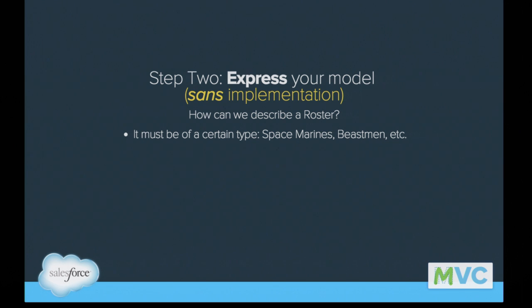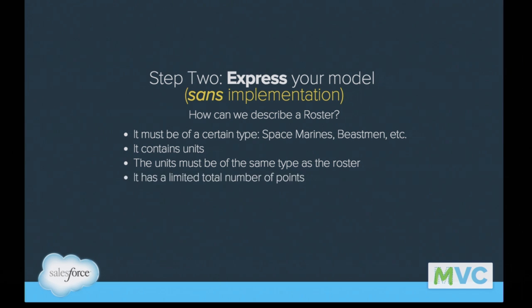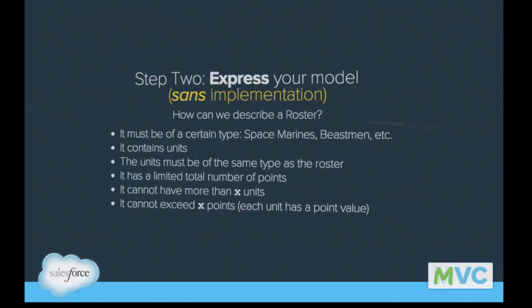It's going to have a certain type: Space Marines, Beastmen. I'm building an orc army. It contains units, obviously, and those units are going to be the same type as the roster. So we're talking about relationships here. And it's got a total limited number of points. It can't have more than X units, et cetera, et cetera.